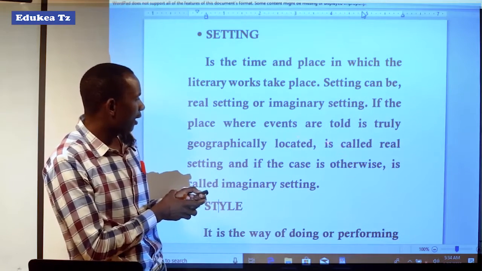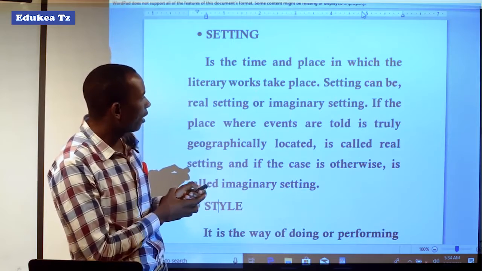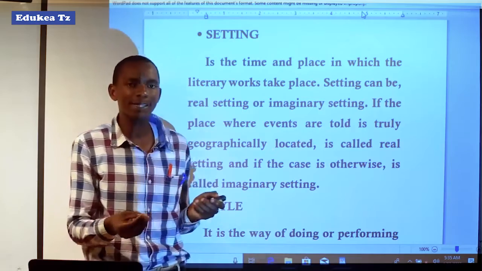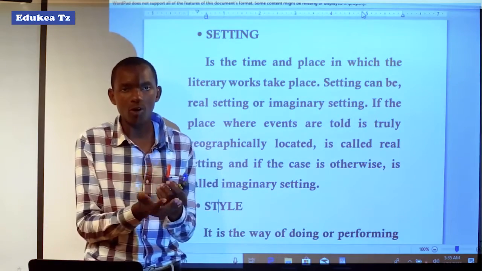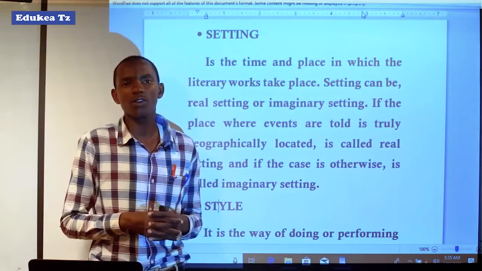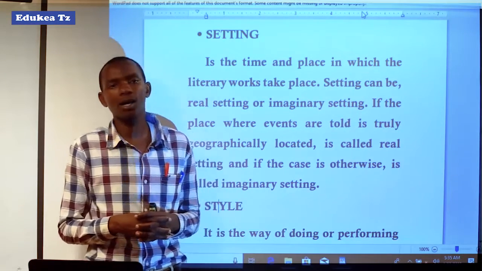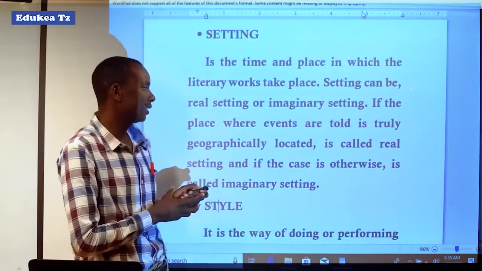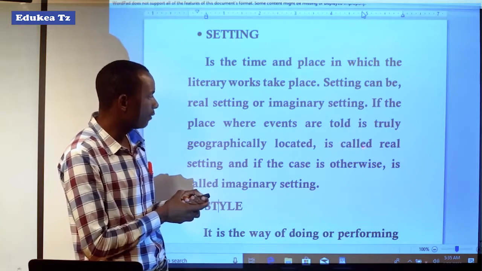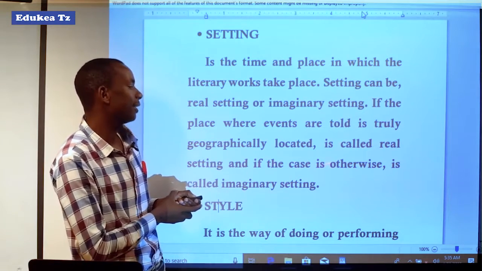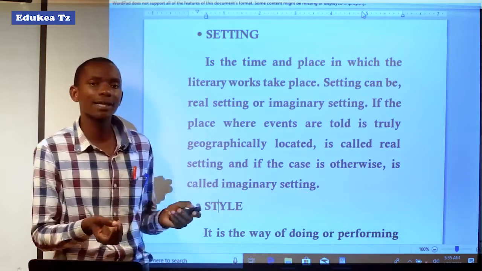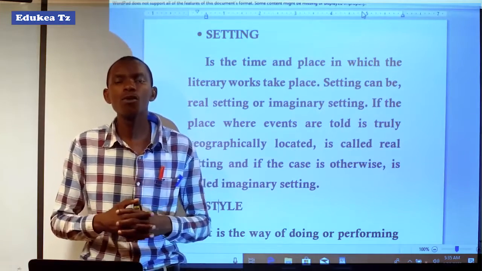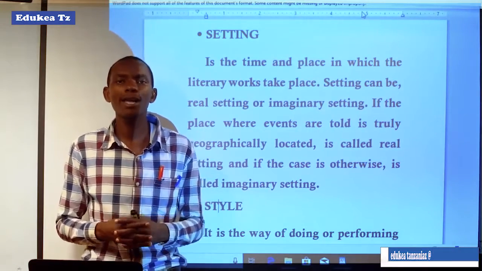So here, if the place where events are told is truly geographically located, it can be mentioned by its name, like Kilimanjaro, Mwanza, Mtwara, and among others. You have to realize that is a real setting, and vice versa. If the case is otherwise, it is called imaginary. Those places used as a setting are not geographically located.